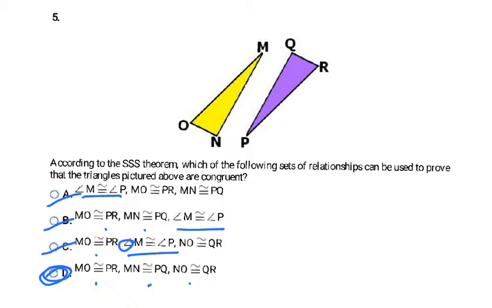And if I just want to double check that it makes sense, side MO is congruent to PR. Okay, that makes sense. Side MN is congruent to PQ. Okay, that makes sense. And then side NO is congruent to QR. Okay, that makes sense. So my answer is definitely D.